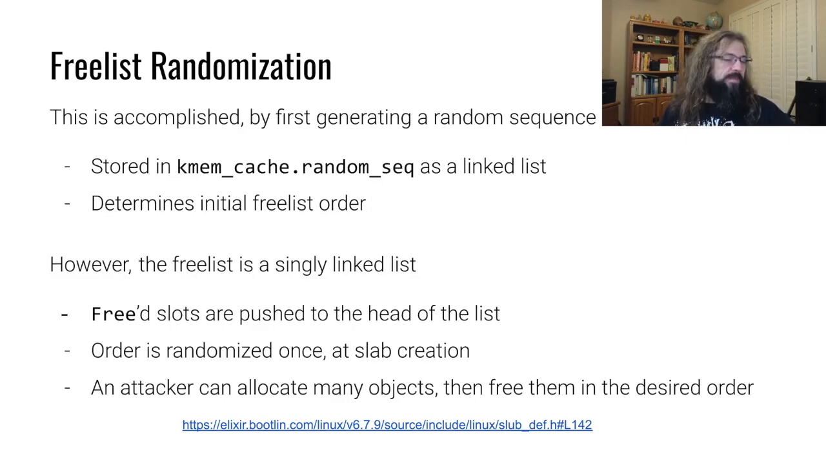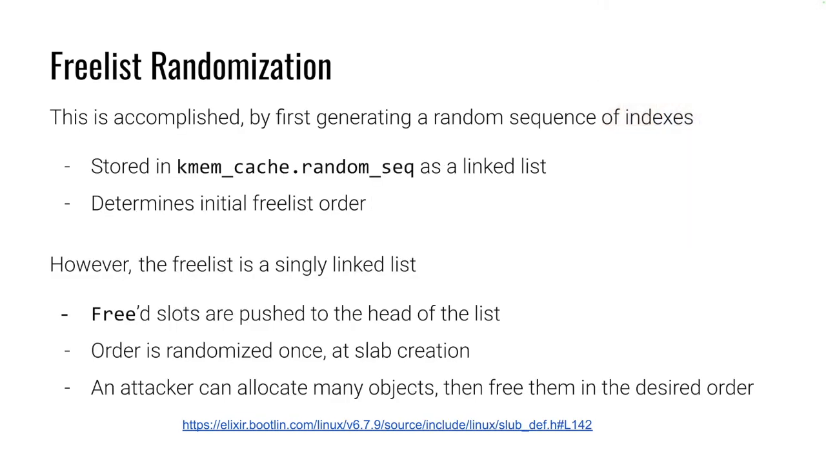Now, the way that this randomization is done is, for the cache, initially a random sequence of indexes is generated. These indexes are integers, and they are stored in the kmem_cache random sequence location. So it's stored as a member of the kmem_cache as a linked list. And so there's this linked list that represents the default free list order.